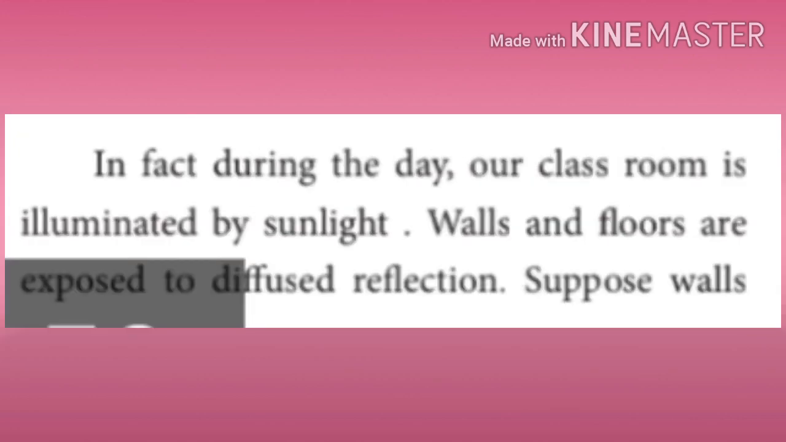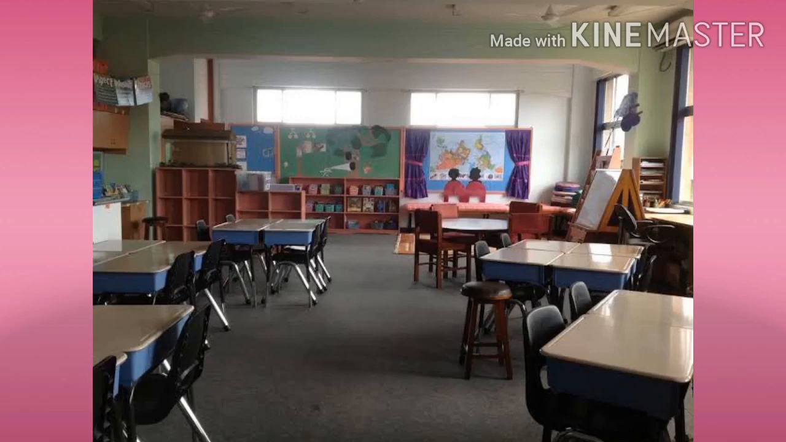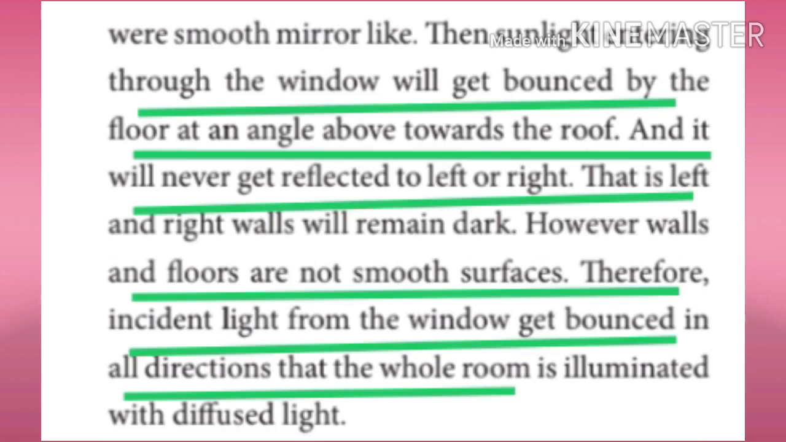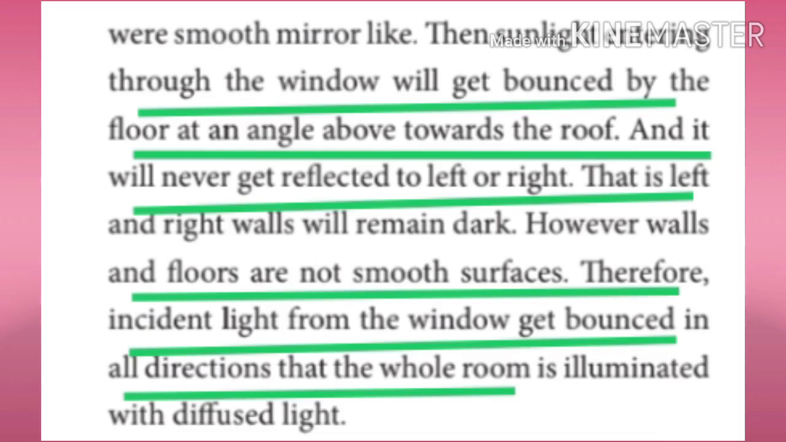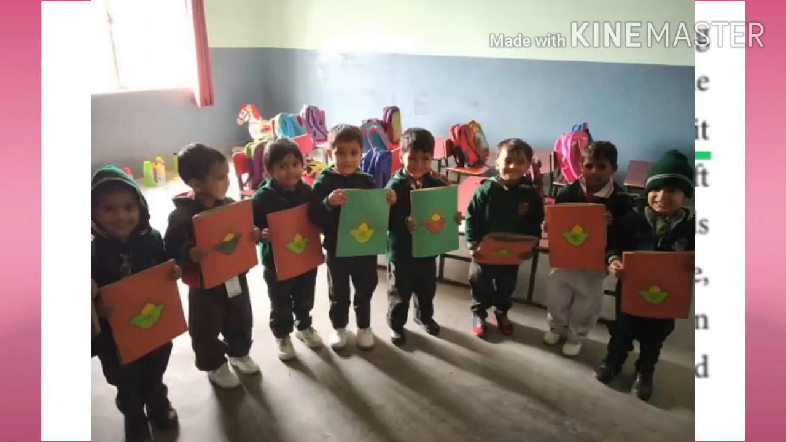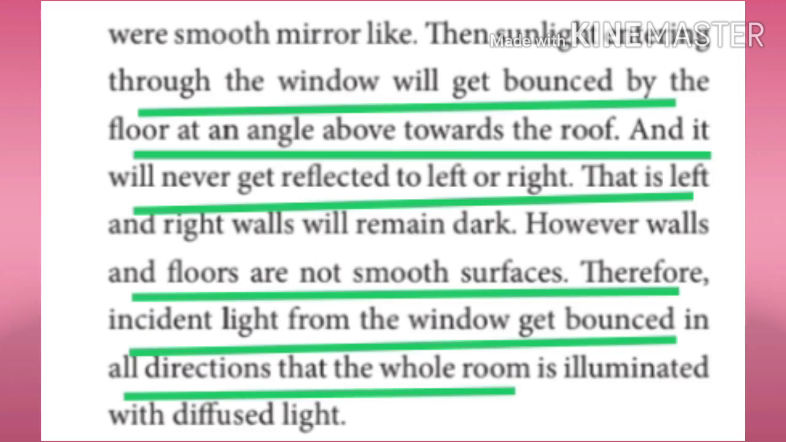In fact, during the day our classroom is illuminated by light. Walls and floors are exposed to diffused reflection. Suppose the walls were smooth and mirror-like, then sunlight entering through the window would get bounced by the floor at an angle above towards the roof, and it would never get reflected to the left or right. That is, the left and right walls would remain dark. However, walls and floors are not smooth surfaces. Therefore, the incident ray from the window gets bounced in all directions, so that the whole room is illuminated with diffused light.